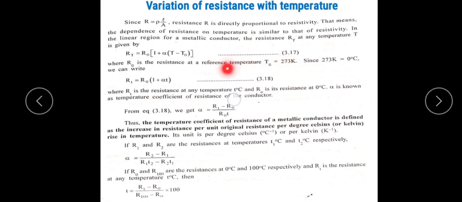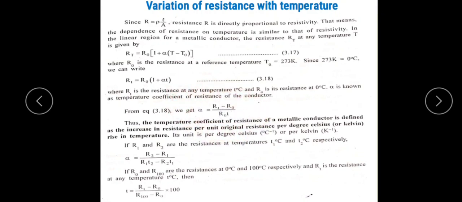Then from equation 3.18, if you want alpha, it becomes alpha equals (R t minus R naught) divided by R naught into t. How? Multiply R naught into the bracket: R t equals R naught plus R naught alpha t. Then send R naught to the left-hand side, it becomes R t minus R naught equals R naught alpha t. Keeping alpha there, send R naught t to the denominator side, then alpha is equal to (R t minus R naught) divided by R naught into t.